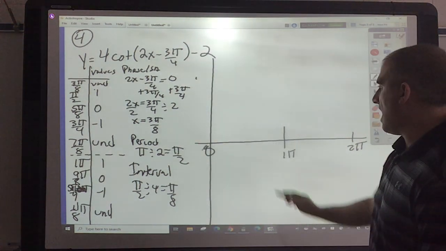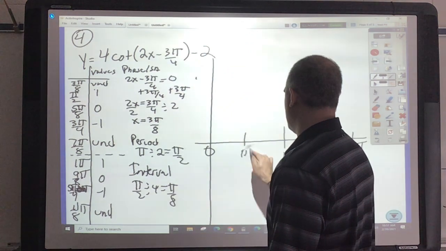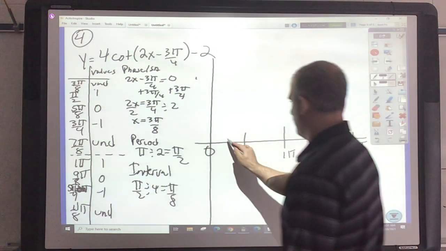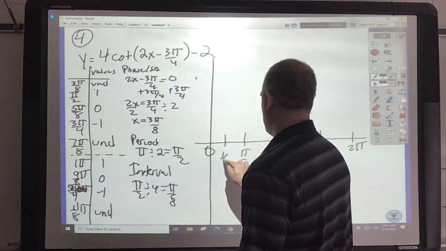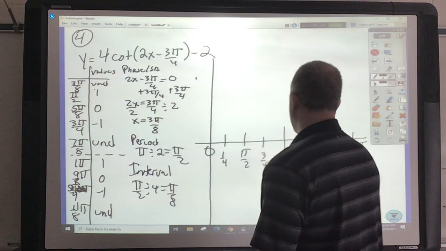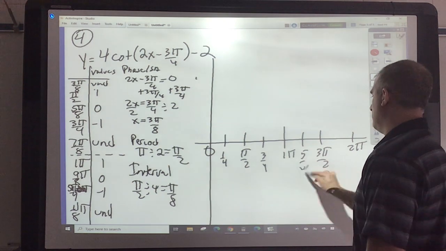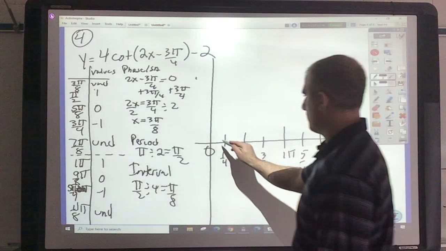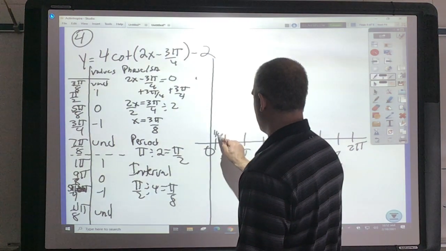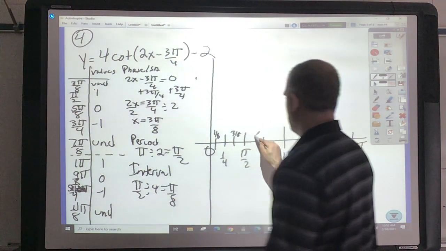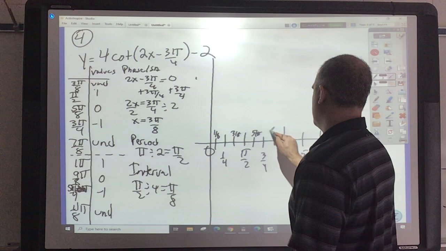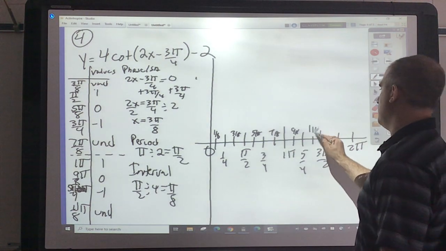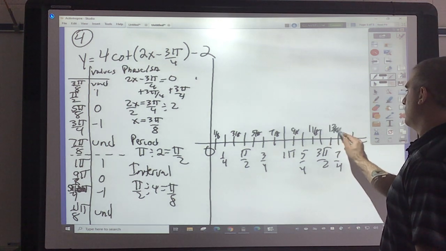Okay, let's get the halves. Halfway between, pi over 2, 3 pi over 2. Okay, let's go quarters. All right, that's 1/4, 3, 5, 7. Okay, got 8s. So it'd be 1/8, 3, 5, 7, 9, 11, 13, 15.